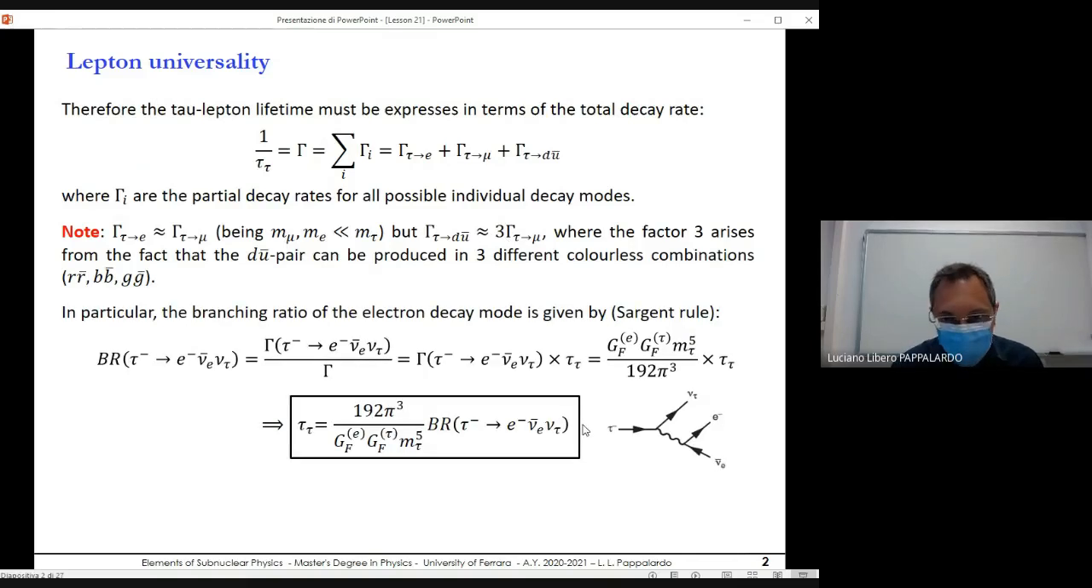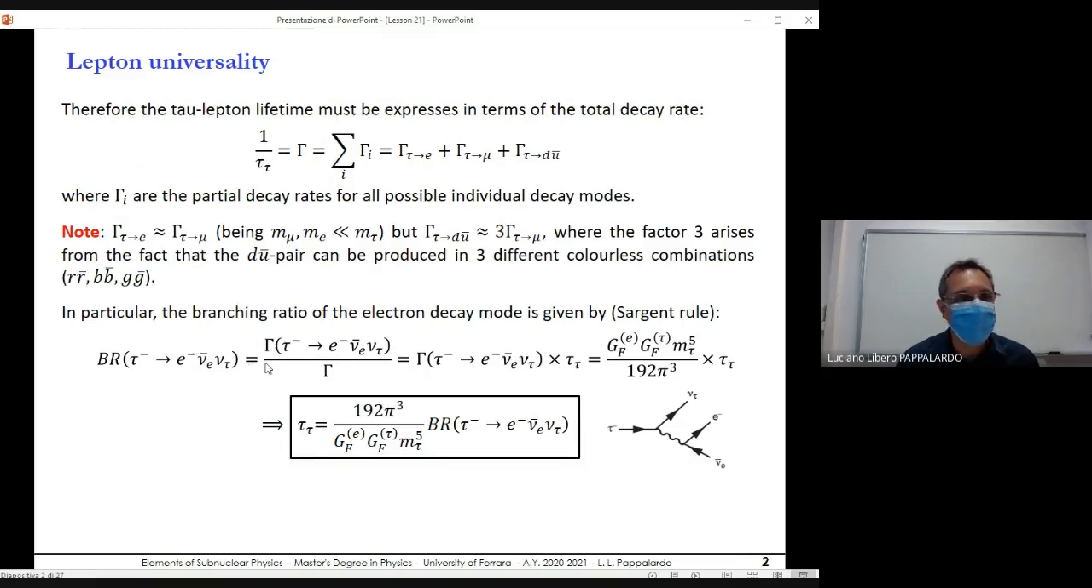Now, let's write down the branching ratio of the tau decay into electron. So the same decay mode that we discussed already for the muon. Okay, you see here the diagram. Again, making use of the Sargent rule.